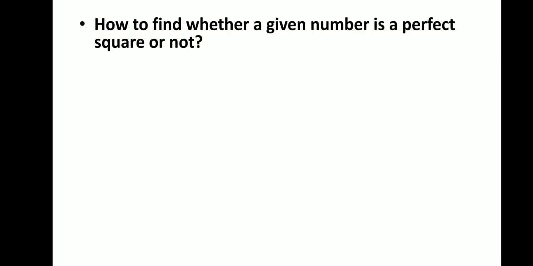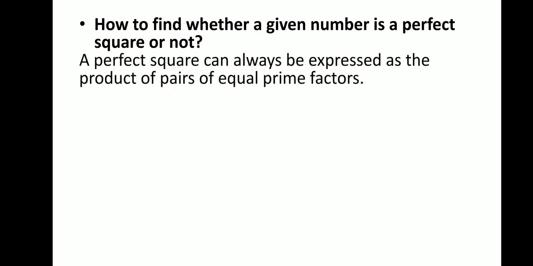How to find whether a given number is a perfect square or not? Students, all the natural numbers are not perfect squares, so there should be a method to find whether a given number is a perfect square or not. A perfect square can always be expressed as the product of equal prime factors. It means to find whether a given number is a perfect square or not, we need to express the given number into the prime factors using the prime factorization method.